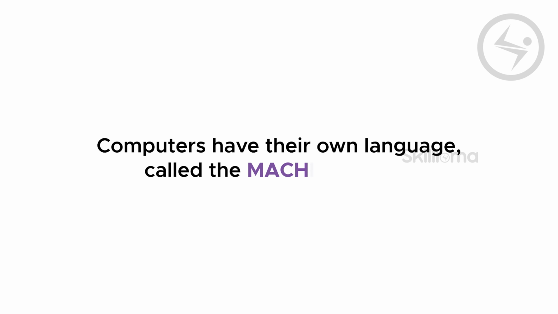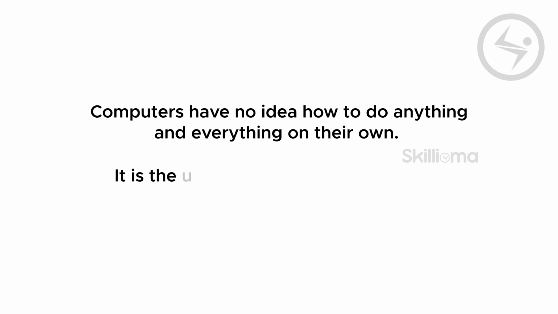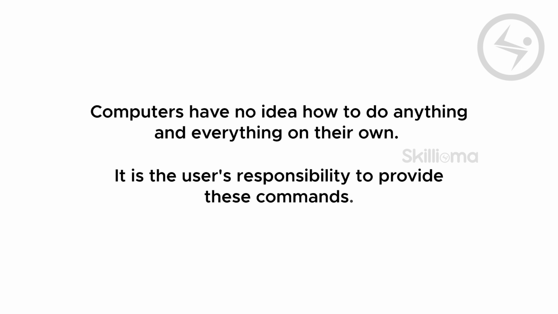It is basically that computers have their own language, called machine code. Each number or symbol instructs the program to make a memory update. It might be a single digit or phrase, or maybe a little portion of something like a photograph or a clip. Computers have no idea how to do anything and everything on their own. It is the user's responsibility to provide these commands. This is simply how a computer works.